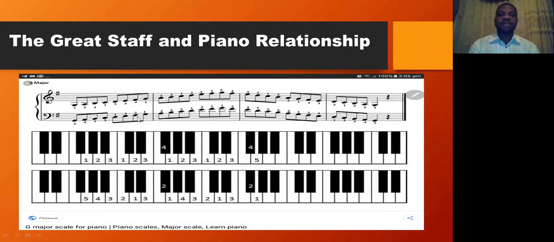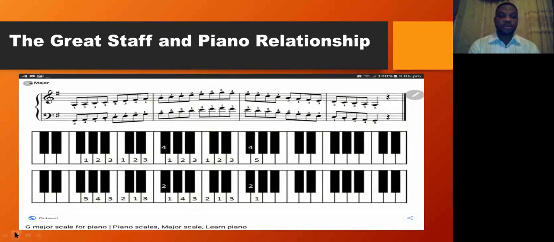In most cases, the relationship between the great staff and the piano is this. Any note on the treble staff of the great staff is played by the right hand, while the notes written on the bass staff are played with the left hand. That's just it. Look at it. You have 1, 2, 3, 4.